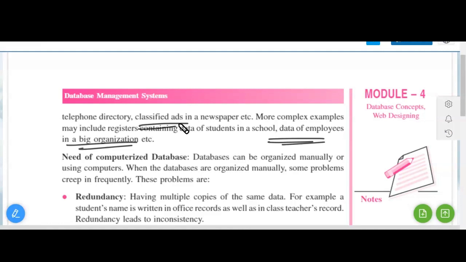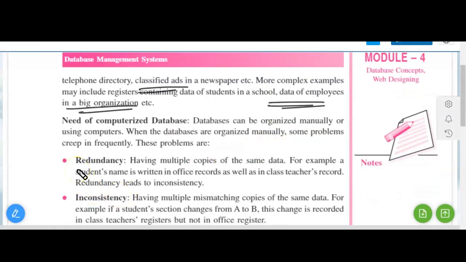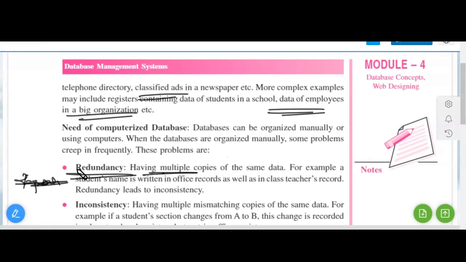Databases have problems when done manually. If we try to manage them manually, it will be difficult for us to maintain them. Then comes the term redundancy. Redundancy means having duplication, or repetition of data. That means similar data is being inserted again and again in your database, and that's not a proper way to maintain a database.